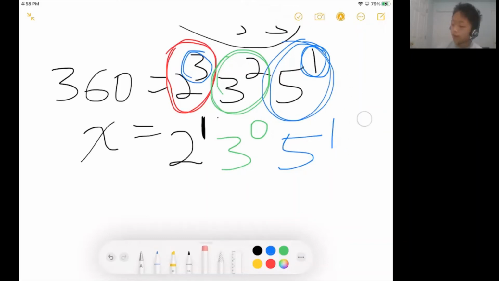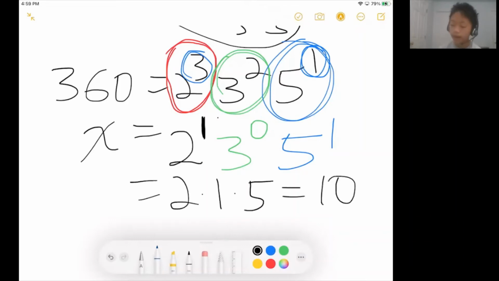So that means x is going to be 2 to the 1 times 3 to the 0 times 5 to the 1. If you calculate that, that's 2 times 1 times 5. So we found x is equal to 10.